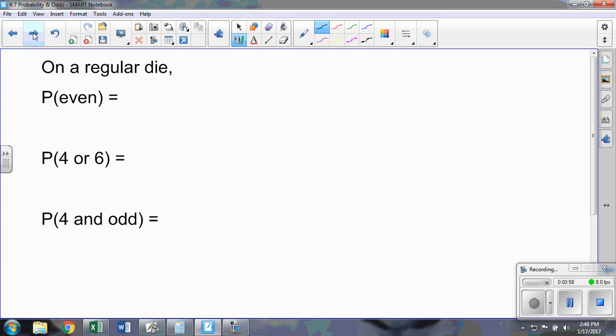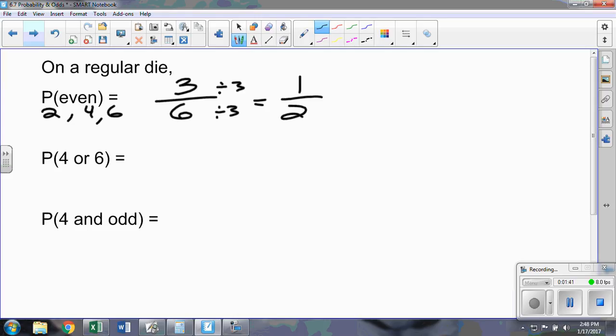So on a regular die, or six-sided number cube, remember die is the singular form of dice, what's the probability of getting something that's even? Well, keep in mind that even would be 2 or 4 or 6. So how many different successes are there? 3 successes. How many total outcomes are there? 6. 1, 2, 3, 4, 5, 6. That's our probability. Keep in mind that probability we would always expect to be simplified, so when we divide out by our 3, we simplify it down to just 1/2, and we're done.